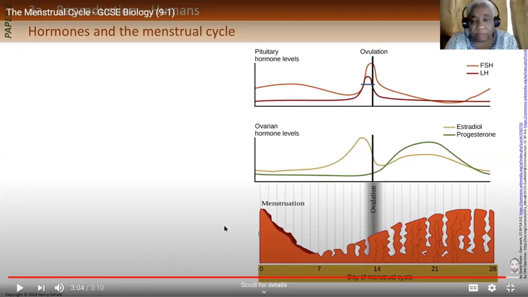So this is what you're going to have to focus on. And sometimes this whole thing comes together as a graph where you have the bottom representing the lining of the uterus, the thickness, and then you have your ovarian hormone levels, the estrogen in the gold, and your progesterone in the green, and you have your pituitary hormones, your FSH, and your LH.